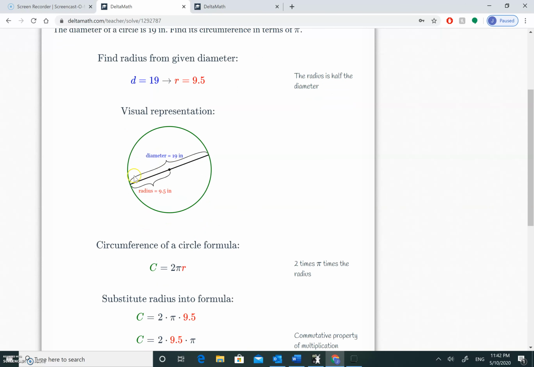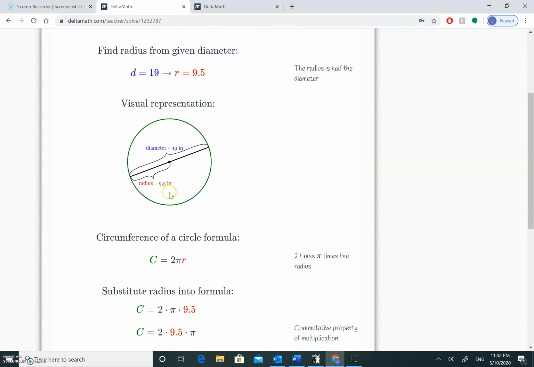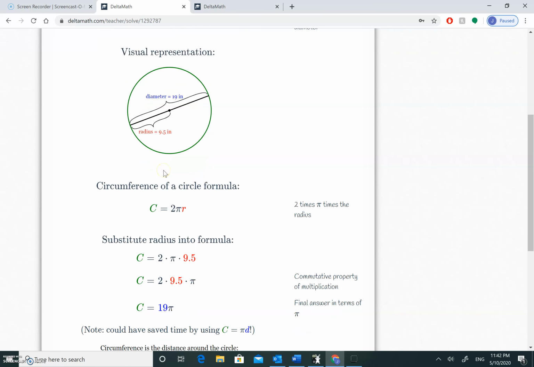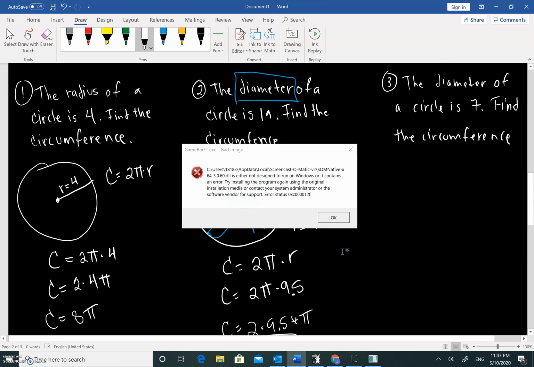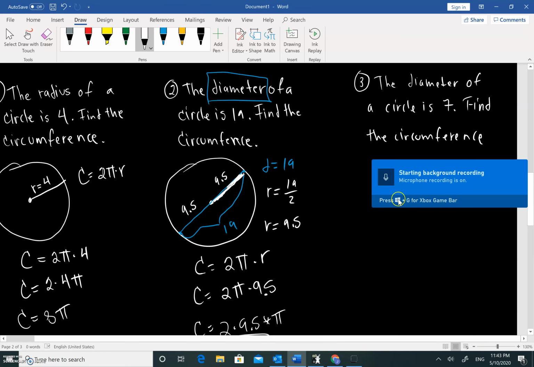So the diameter again is 19, but we're interested in half of that because we want the radius. So that's 9.5, and we get our answer, which is 19 pi. All right, so let's go over one more example just to make this clear in case it's not clear yet.